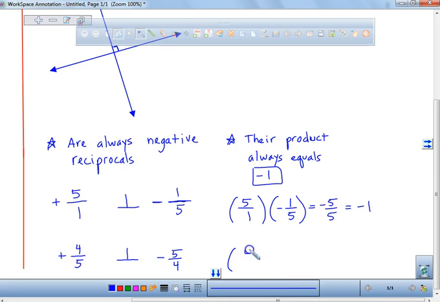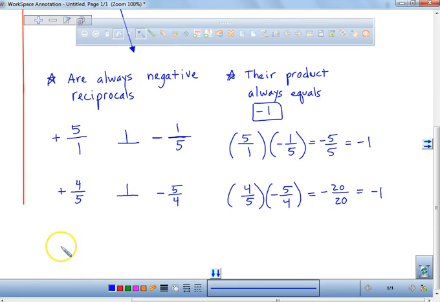Over here, if I have 4 over 5 times -5 over 4, their product is -20 over 20, which reduces to a -1. So every single time you multiply their two slopes together, what will they always end up equaling? A -1. That's how you can test whether they are perpendicular slopes. If they don't equal a -1, then they're not perpendicular slopes.